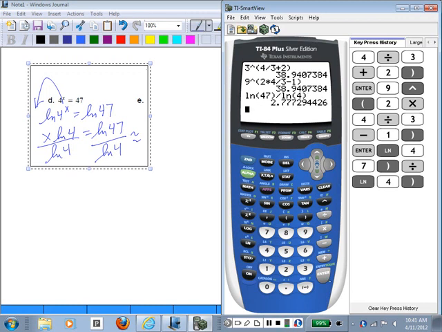And it's 2.7773 if we want 4 decimal places. So we would have expected it probably to be between 2.5 and 3. And it is 2.7773.